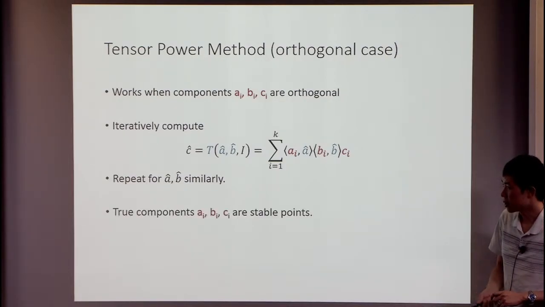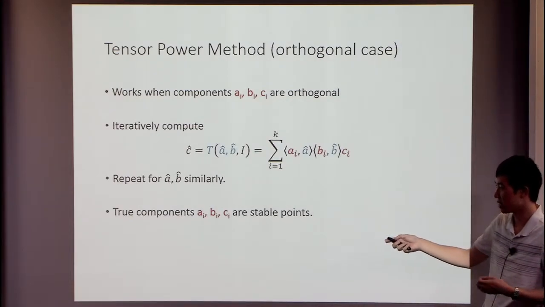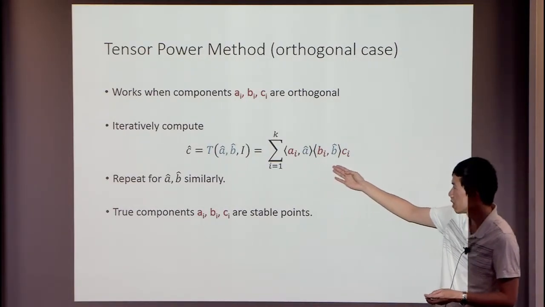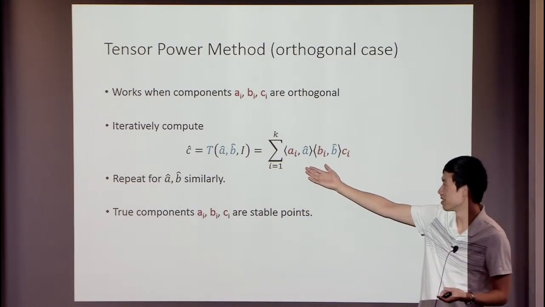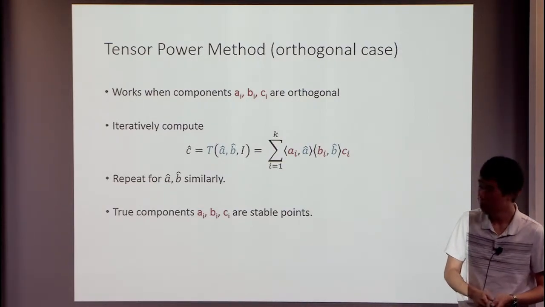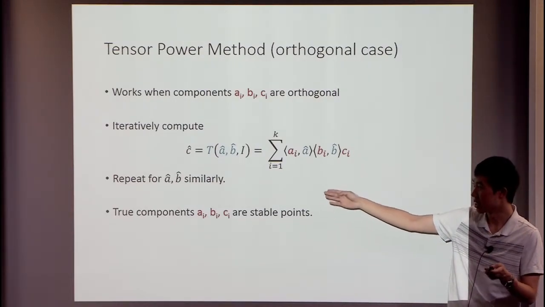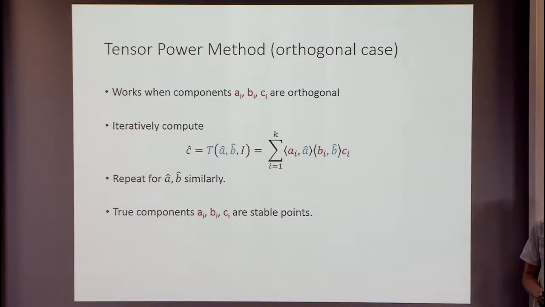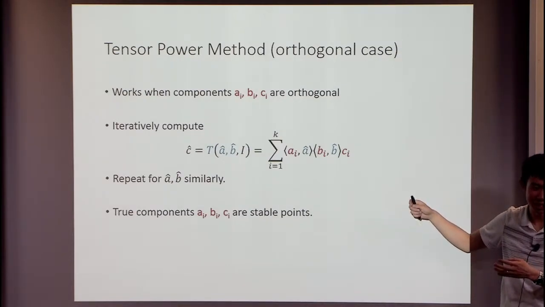It's not hard to see that if a hat, b hat, c hat are equal to some of the components ai, bi, and ci, that is actually a fixed point of this iteration, because look at this formula. The ais are orthogonal, so essentially if a hat is equal to some ai, then this sum really has only one non-zero term, and that non-zero term will give me ci. So ai, bi, ci should really just be a fixed point of these updates. Fixed point, right? Not stable. Fixed points. So what I explained only proves that they are fixed points. They are in fact stable points.